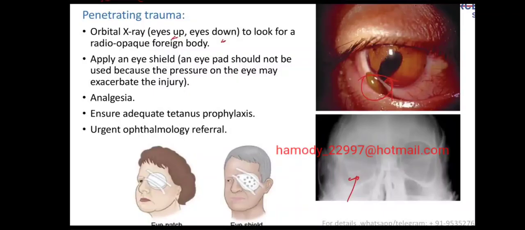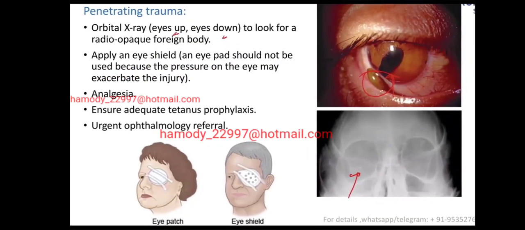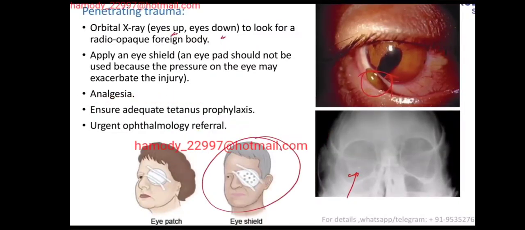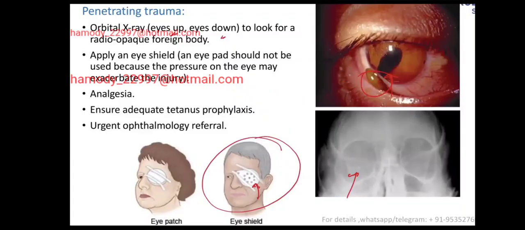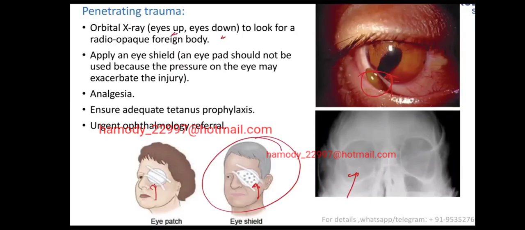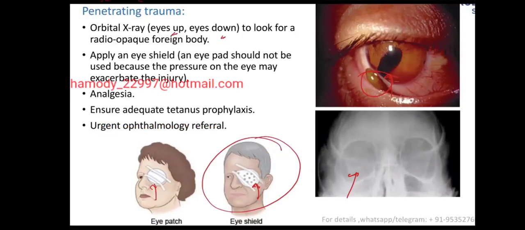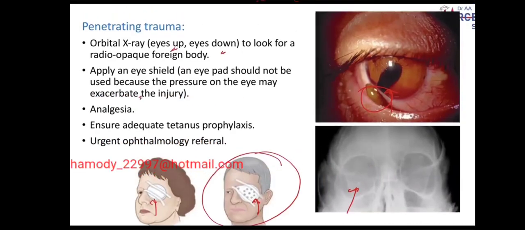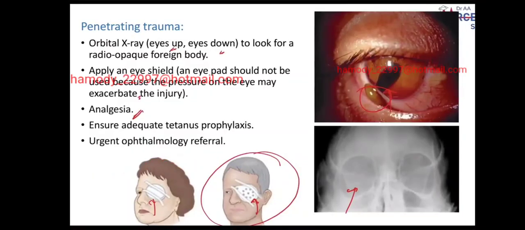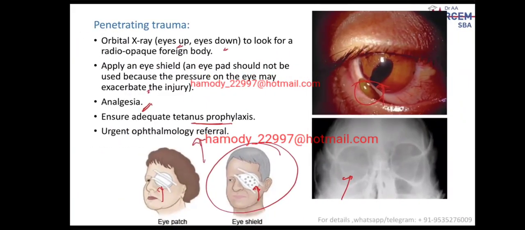For penetrating traumas, it is recommended that you place the patient on an eye shield, not on an eye patch. This is an eye shield. This is a plastic one. It will not cause any pressure over the eye. These are gauze pieces. If you apply tape over the gauze pieces, it can cause pressure over the eye and worsen the situation. Use oral analgesics for these patients. Tetanus prophylaxis needs to be given if it's a penetrating trauma, that is, if a penetrating foreign body is present. An urgent ophthalmology referral is required here.